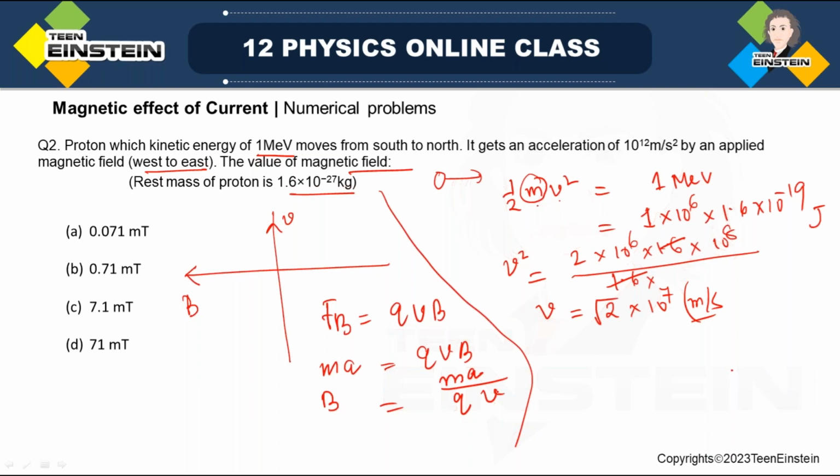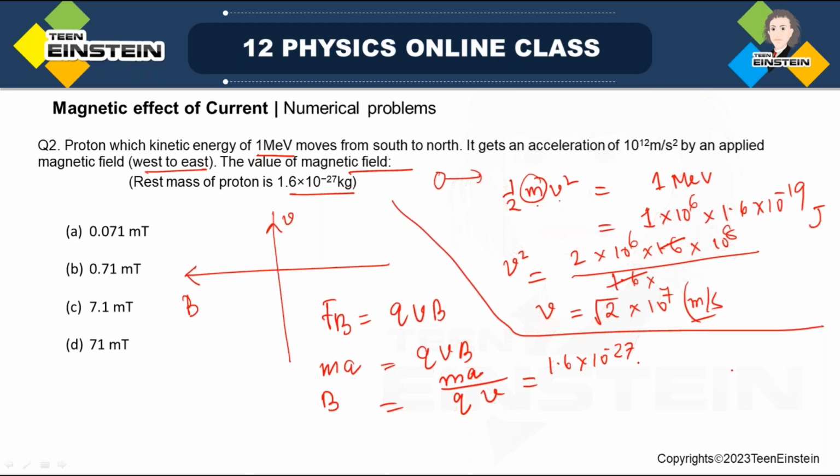Now we put this value of v here and m. Acceleration is given already. So m is 1.6 into 10 to the power minus 27, and this acceleration is 10 to the power 12 meter per second square. Q is 1.6 into 10 to the power minus 19, and v is obtained as root 2 into 10 to the power 7. Now look, this if it goes there, then it will make 10 to the power minus 8, and this 7 will go in the numerator, so it will be 10 to the power minus 15.